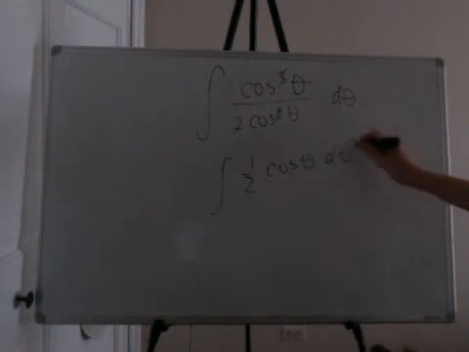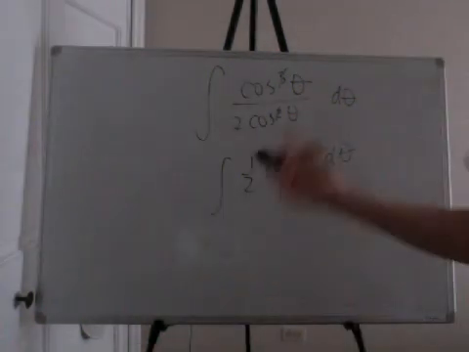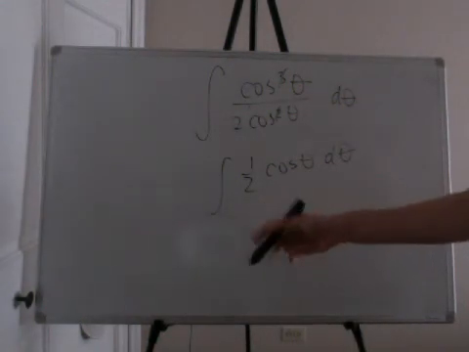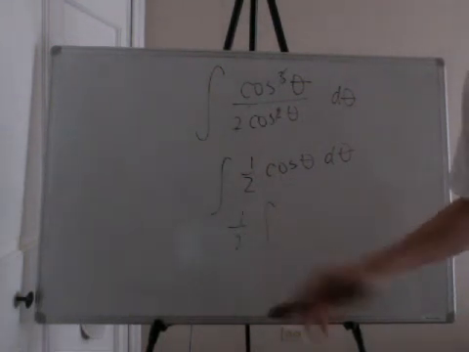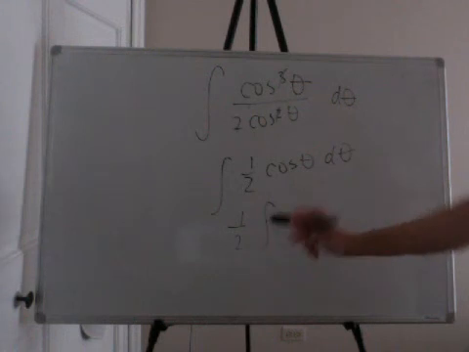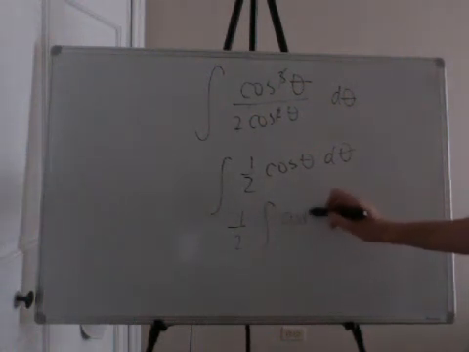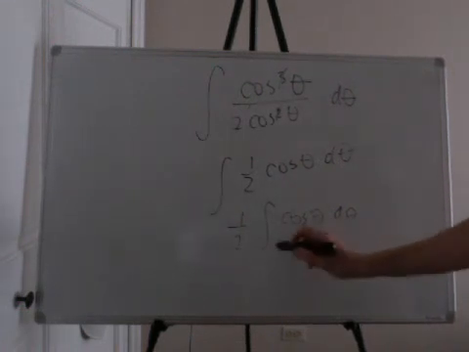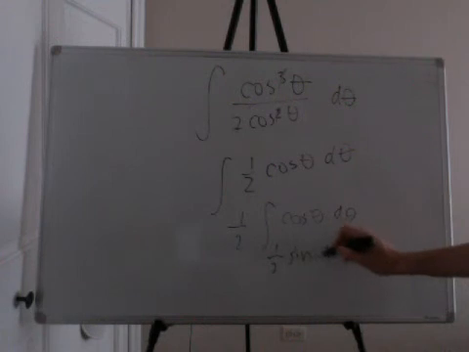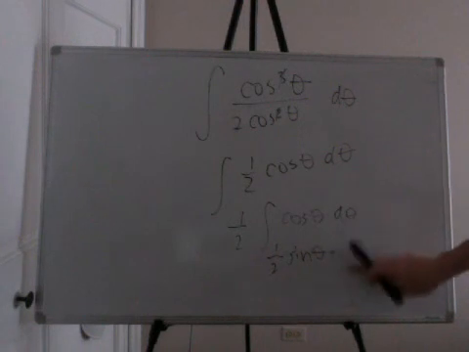Now, a wonderful thing about integrals, similar to limits and things we discussed earlier, is you can pull out coefficients, so it'd be 1/2, and the only coefficients you can pull out are numbers. You can't pull out variables or anything. But it'd be 1/2, and then the integral of cosine theta d theta, which would be 1/2 sine theta plus c.